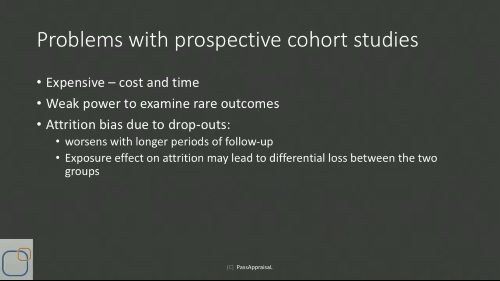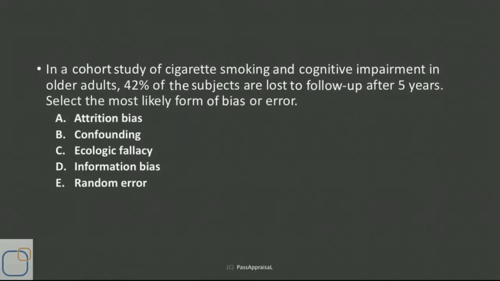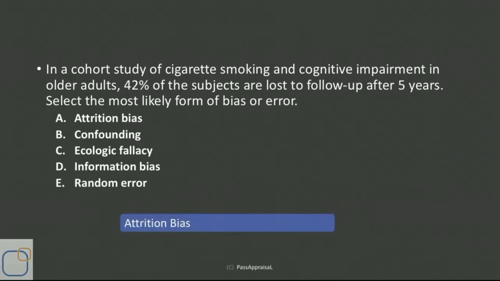If the two groups that you compare show a differential pattern of loss to follow-up, and if that differential pattern is related to the exposure itself, then this will introduce a strong bias, and that's called attrition bias. So in this question, 42% of subjects are lost to follow-up after 5 years. You are doing a cohort study, so this is attrition bias.